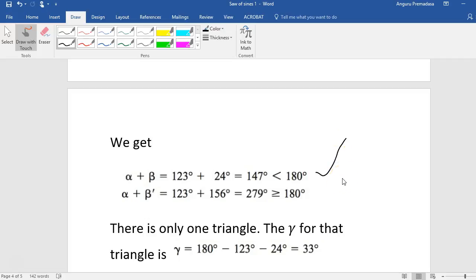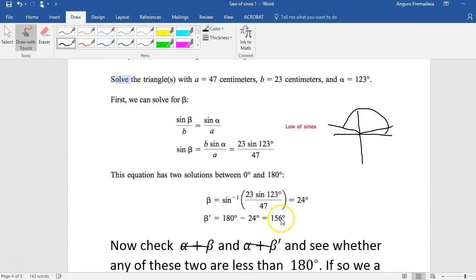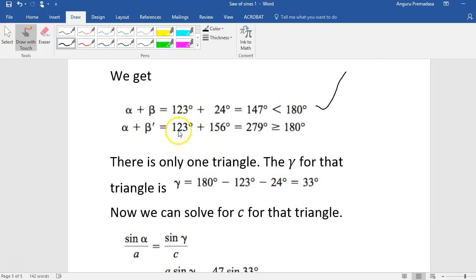That is fine. But if you look at the other case, when you take alpha plus beta plus, beta plus we know now is 156. Alpha remains at 123, so 123 plus 156 is 279, which is greater than 180, so we do not get a triangle. So we only get one triangle. We don't get two, we don't get zero, but we do get one triangle.